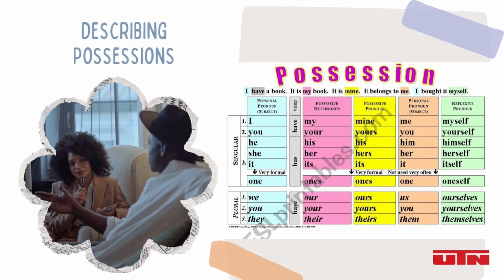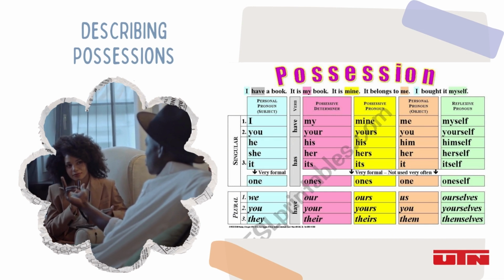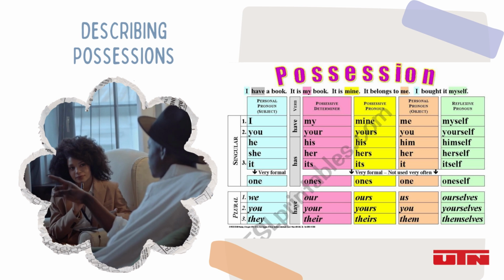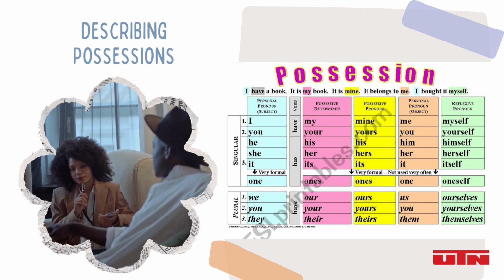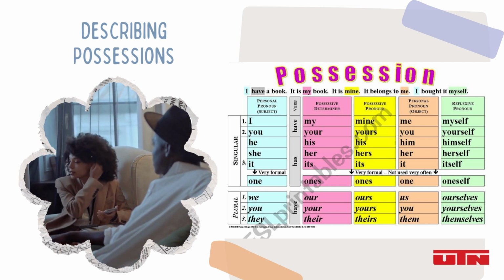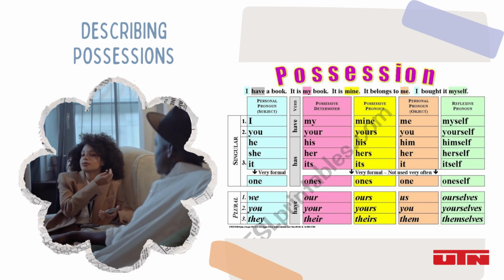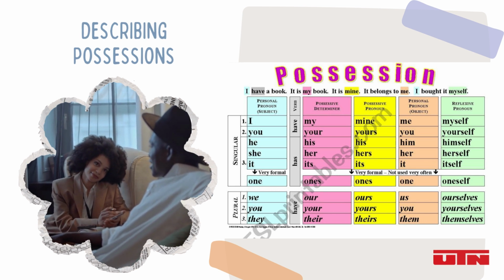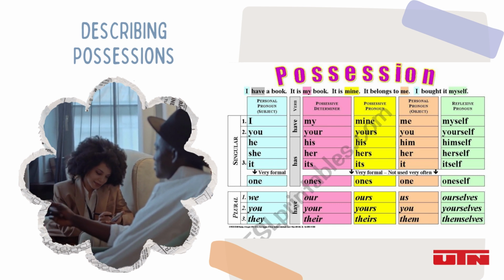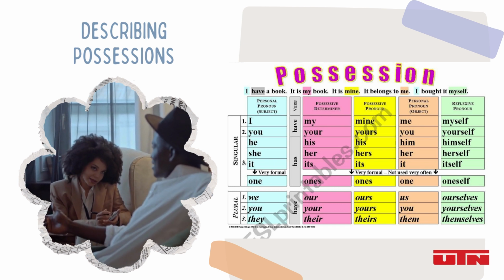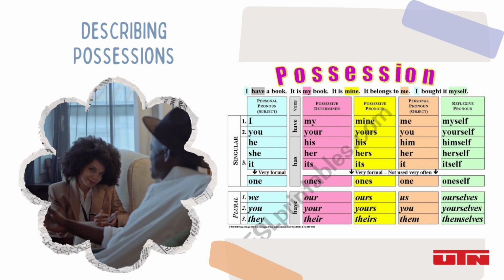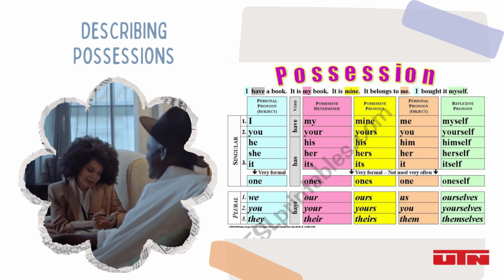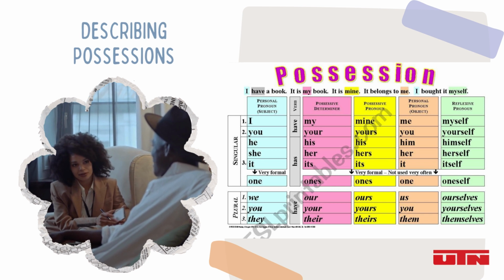Describing possessions. It is used to describe something you own or the conditions of owning something. For example, personal pronoun I, verbs has or have, possessive determiner my, possessive pronoun mine, personal pronoun object me, reflexive pronoun myself.